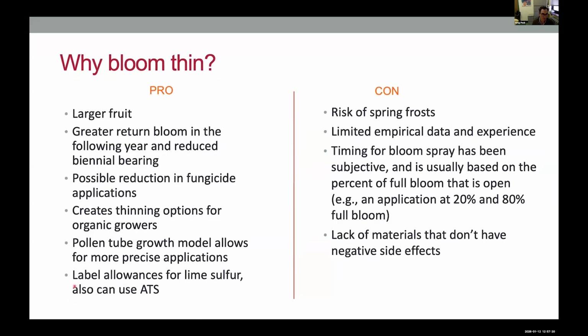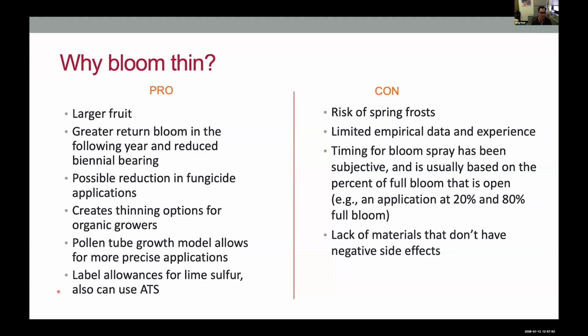So this is familiar to all of you online. Why do we bloom thin? But I'll just review quickly. We know, and Terrence has introduced this, has been introduced many times today, that the earlier that we remove the crop, the larger the fruit size and the greater the return bloom for reducing biennial bearing the next year. So you can do it as fruit buds in the dormant season, and then you have an opportunity again at flowering, and then the more traditional petal fall and fruitlet thinning that we know about.